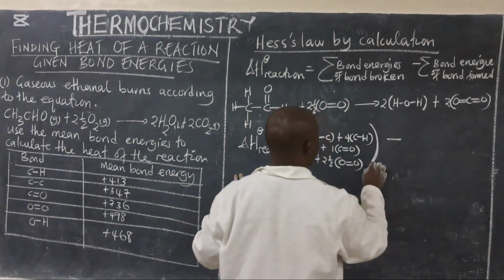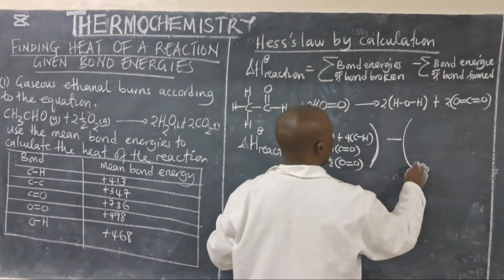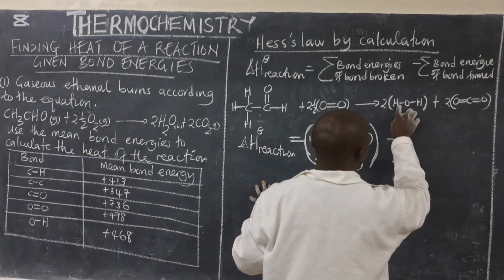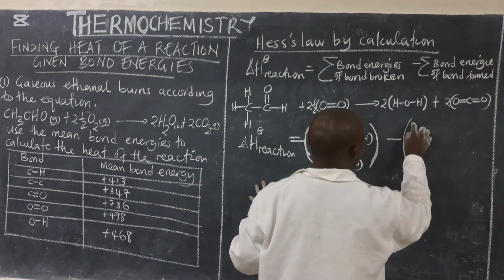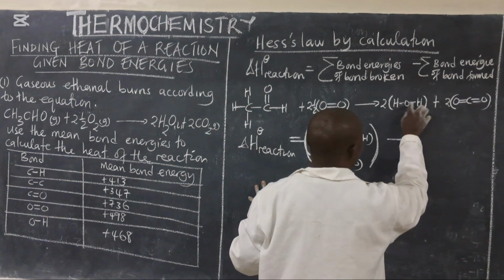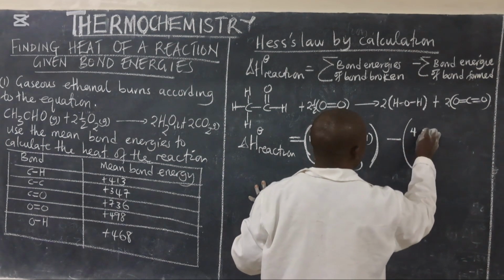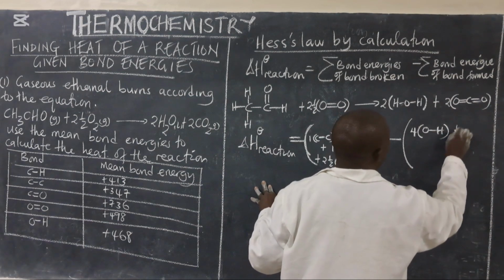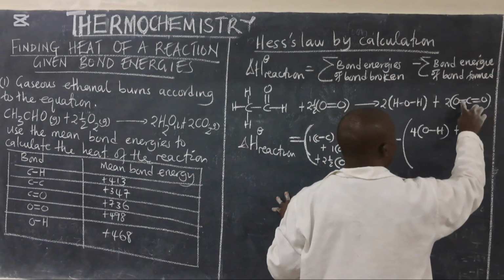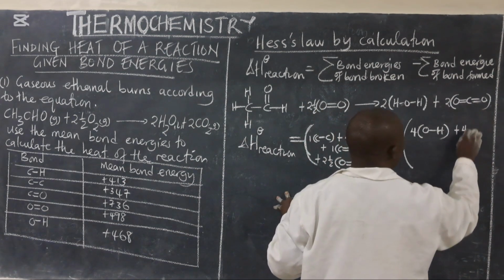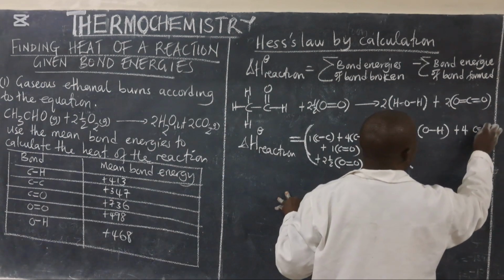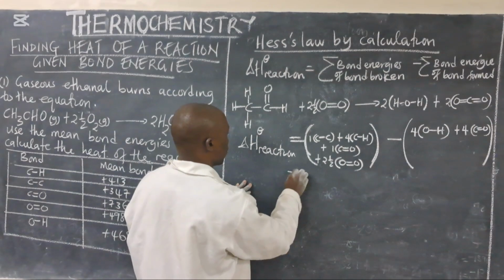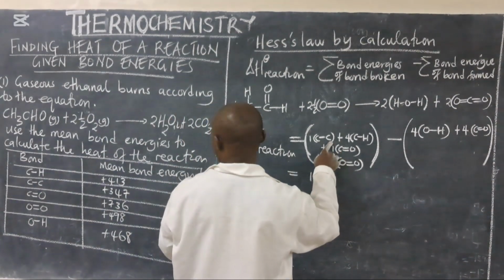Then subtract. I have hydrogen to oxygen bonds. This time was 2, but they are already 2, so that is 4 oxygen to hydrogen bonds. Then I'm going to add, these are 1, 2, but times 2, that is 4 of carbon to oxygen bond here. So I'm going to subtract that.